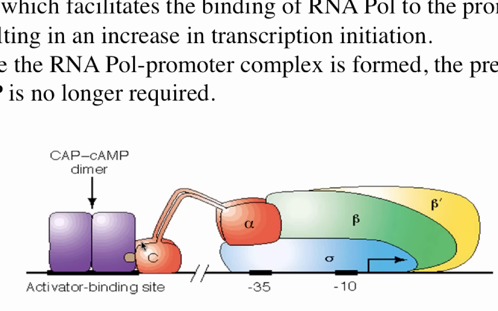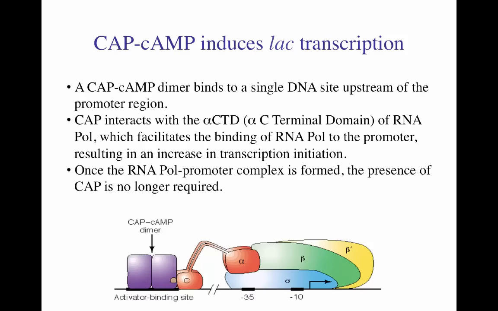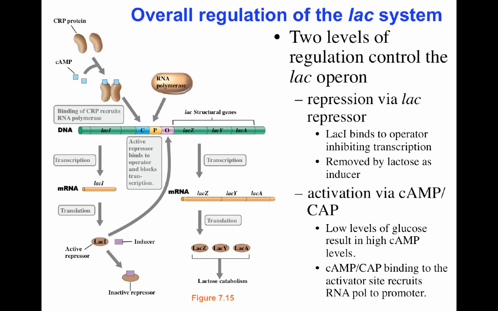Now, once it binds to that C area, it's able to facilitate the binding of the RNA polymerase to the promoter, helping the sigma factor recognize the -10 and -35 region of the promoter. So it's going to help stabilize that structure. And once the RNA polymerase is bound to the promoter, it can initiate transcription and CAP is no longer needed. So CAP helps to stabilize the RNA polymerase binding to the promoter.